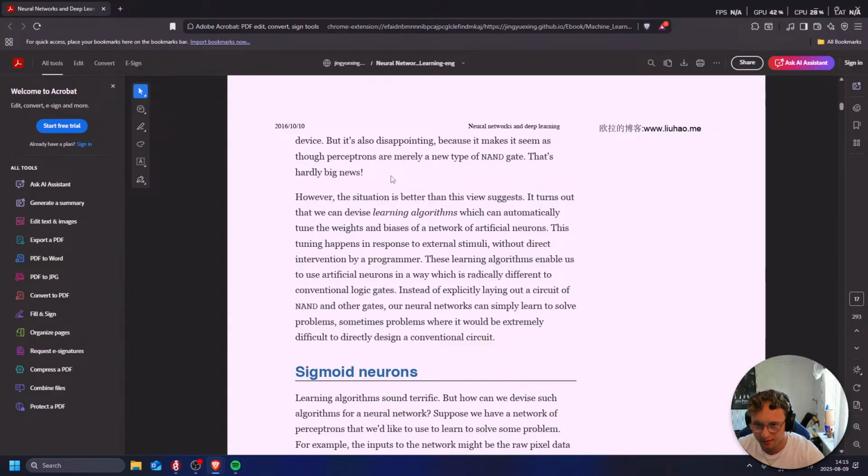But now I have a different kind of neuron. So we're now going into sigmoid neurons.